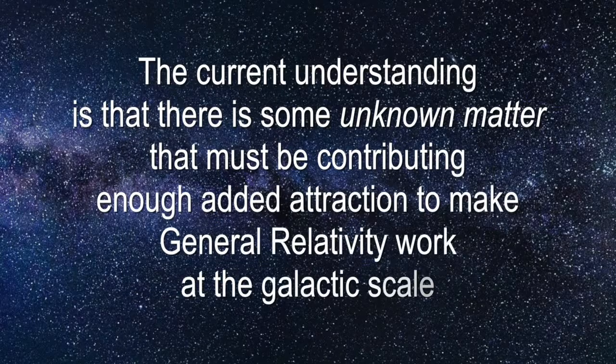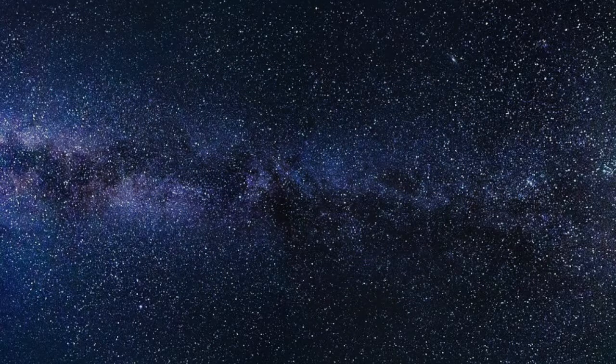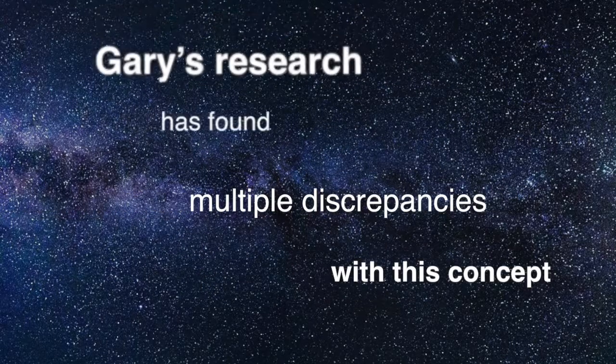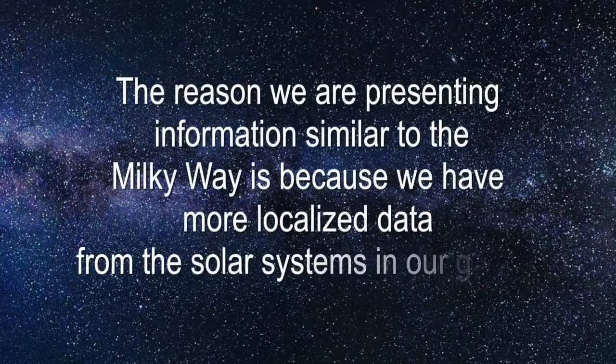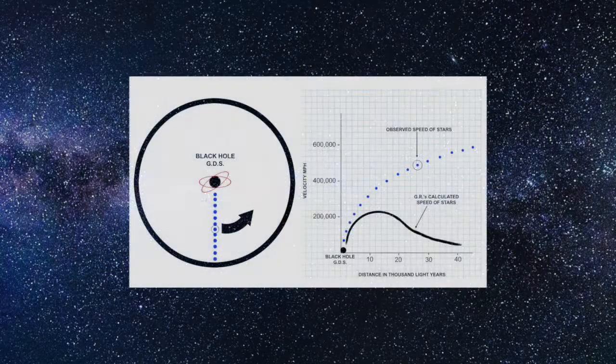The current understanding is that there is some unknown matter that must be contributing enough added attraction to make general relativity work at the galactic scale. Gary's research has found multiple discrepancies with this concept. The reason we are presenting information similar to the Milky Way is because we have more localized data from the solar systems in our galaxy.